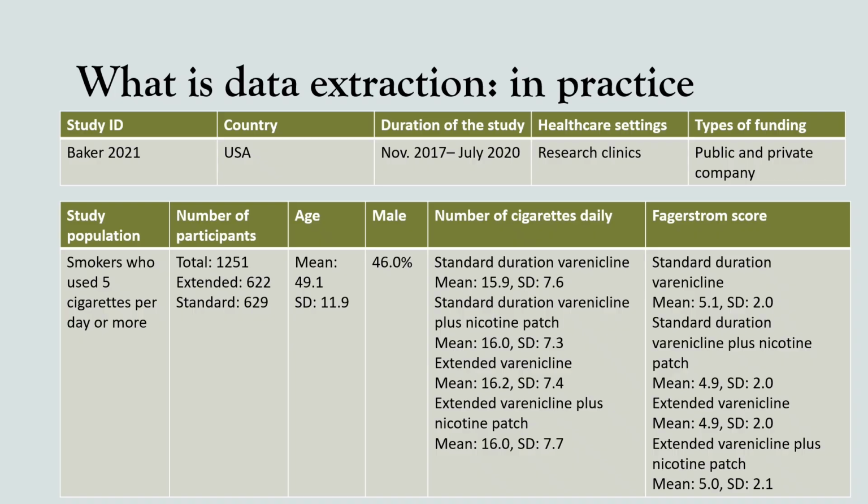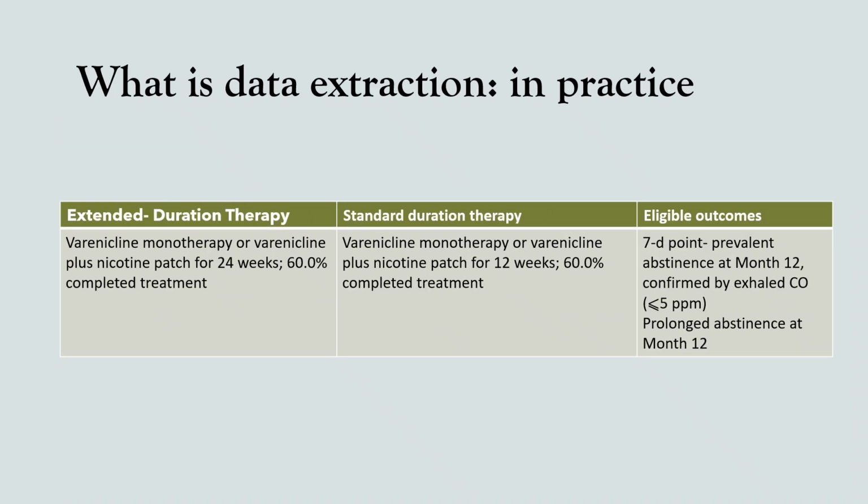This slide shows examples about interventions and eligible outcomes that could be extracted from eligible studies. In this case, for the extended duration therapy, participants received varenicline alone or combined with a nicotine patch for 24 weeks, and about 60% of them completed the treatment. In the standard duration therapy group, the same treatments were used, but only for 12 weeks, and again about 60% of participants completed the treatment. This kind of information helps us clearly understand what was done differently between the two groups.